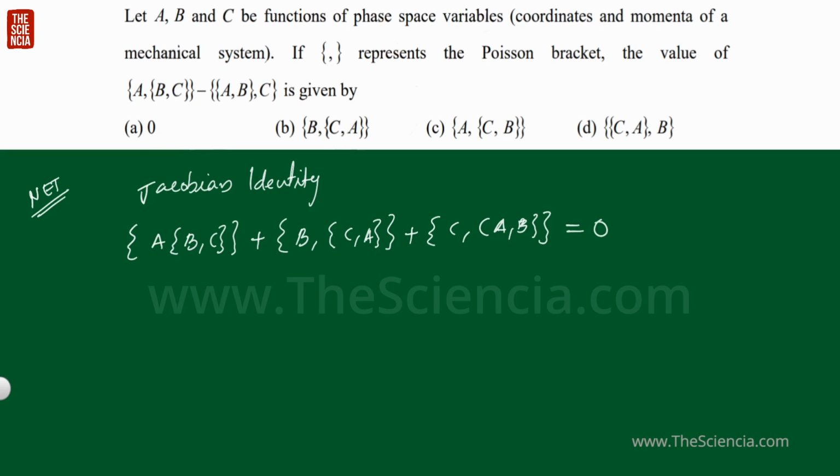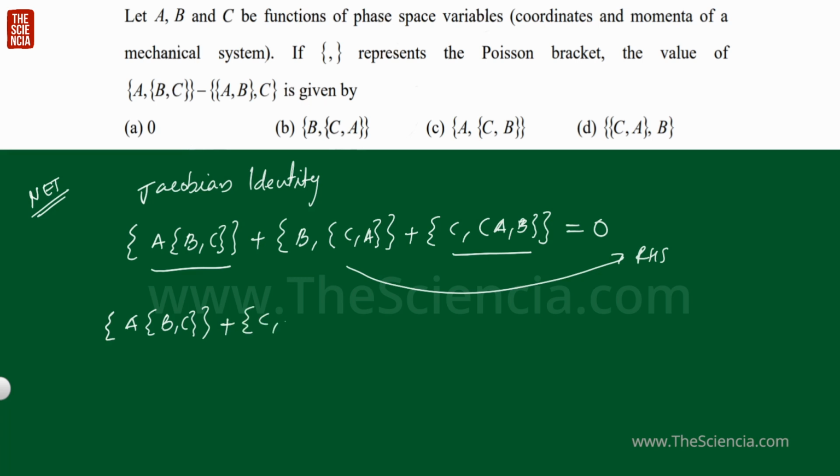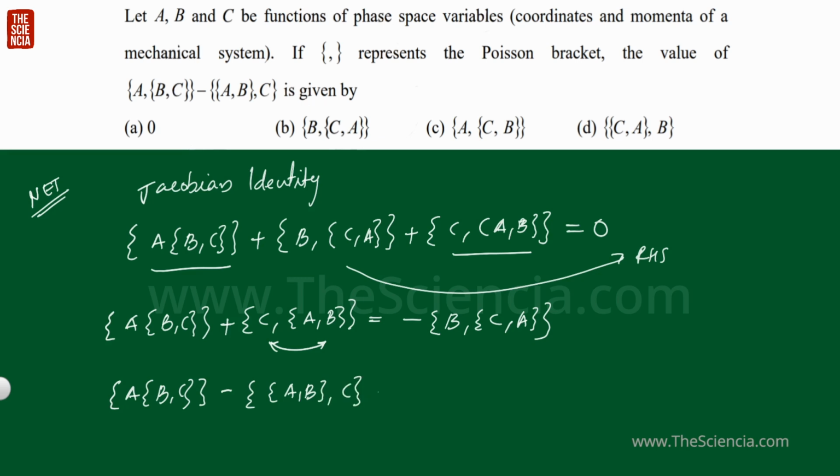So here what we have to find out? We have to find out A comma BC, so this term, and C comma AB, so this term. These are the terms we want, and we have to take all other terms to the RHS. So we can rewrite this equation as Poisson bracket of A comma BC plus C comma AB equal to minus Poisson bracket of B comma CA. So here we have to rearrange this equation and interchange these terms. That is Poisson bracket A, B C. So on interchanging, this sign will be minus, Poisson bracket AB comma C equal to.